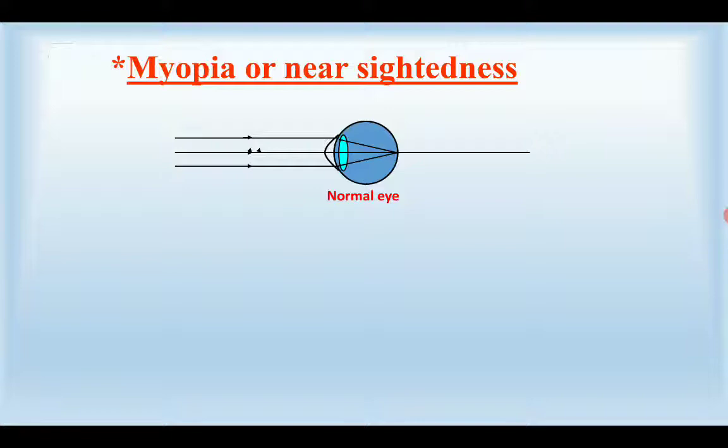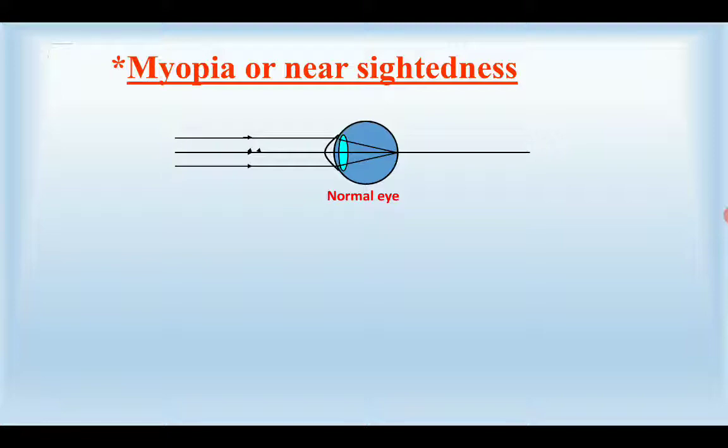So this is our human normal eye. The rays are coming from infinity and they are falling on the eye lens and being focused on the retina, and we are getting the image on the retina.